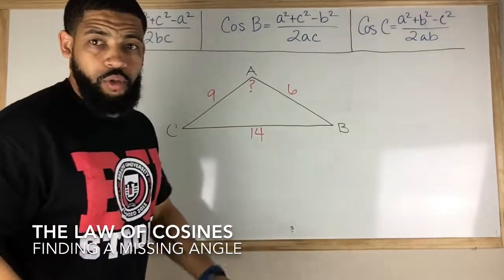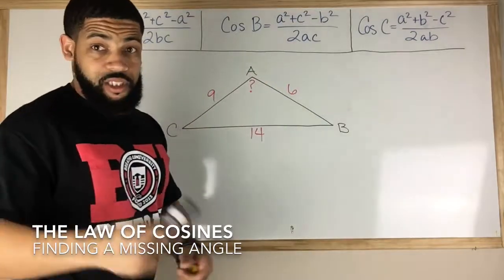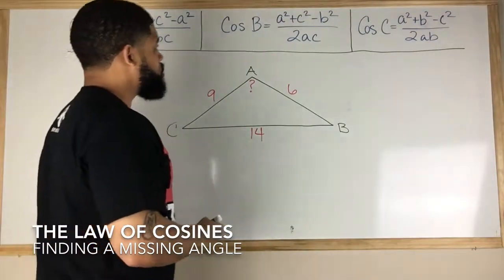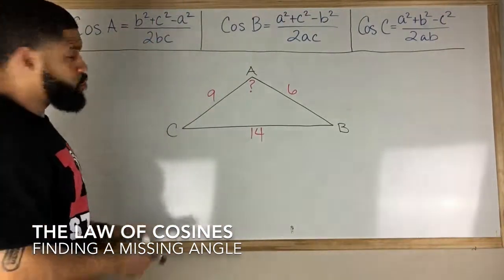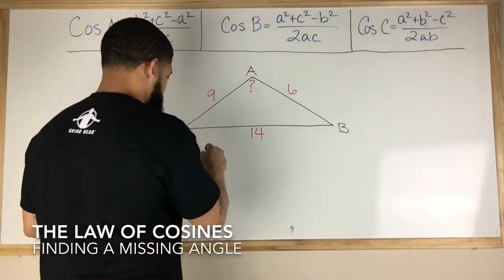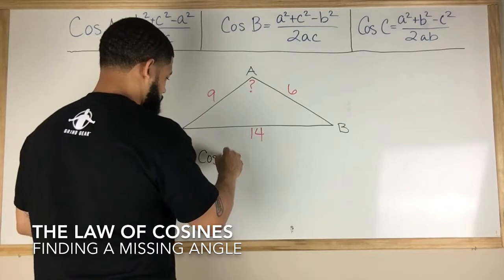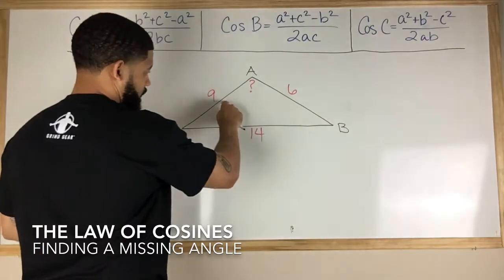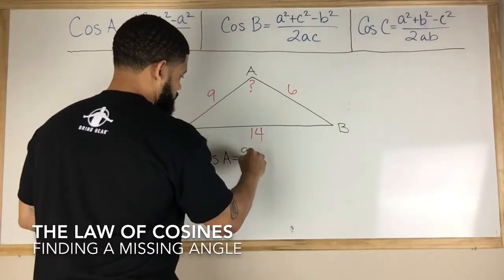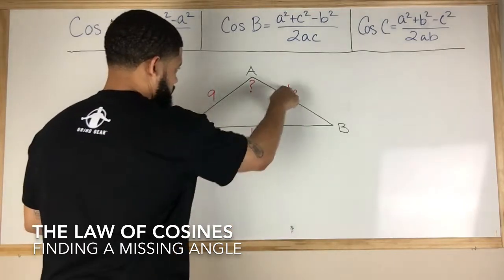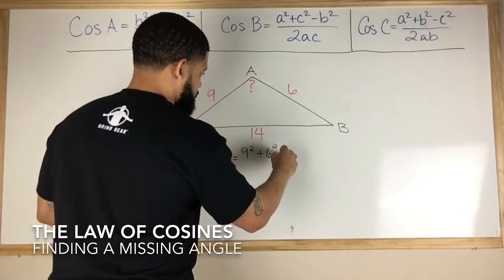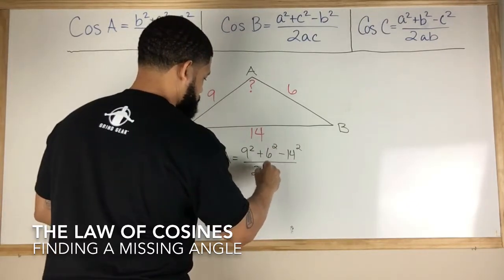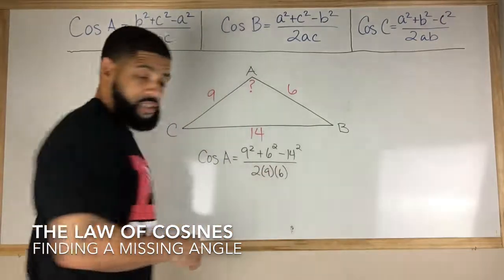Now, we have this example. Notice there are three side lengths given to this triangle, okay? And we're trying to find the measure of angle A, all right? So we're going to actually use this particular version using the cosine of A. So we're going to say that the cosine of angle A is equal to B squared. Now, side B is across from angle B. So this is B in this case. So we have 9 squared plus C is 6, okay, minus A squared, so 14 squared, all over 2 times 9 times 6, okay?